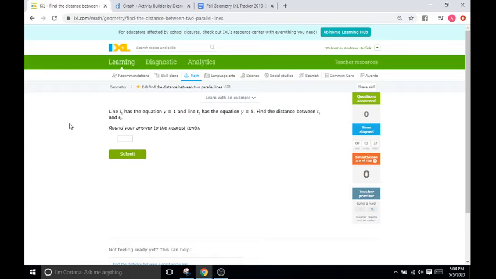So this is very similar to the last IXL, E7, except instead of finding the distance between a point and a line, we will be doing it between two lines, two specifically parallel lines. So the questions are going to look very similar. Instead of giving us an equation of a line and then a point, they're going to give us two equations of lines. So first, they give us y equals 1 for our first line, and then y equals 5. So it asks us to find the distance between these two lines.